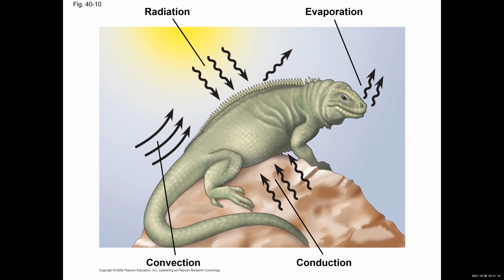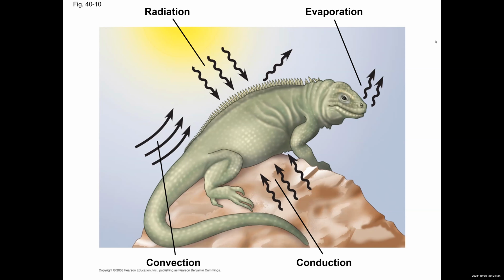Right, evaporation is a process of heat leaving as water is turned from liquid to vapor. We talked about that a minute ago with sweat, right? So we can have evaporative cooling because the heat of vaporization is leaving with the water vapor.